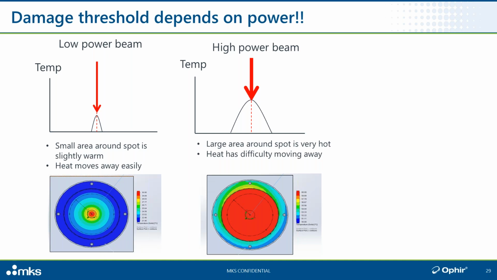So you can appreciate it'll take way fewer watts per square centimeter to cause the material to heat up to the point where it's going to burn and get damaged. So we specify in the Ophir sensor data sheets, we always specify the damage threshold of a sensor at the highest power for which the sensor is rated, so that that number will actually mean something to you.